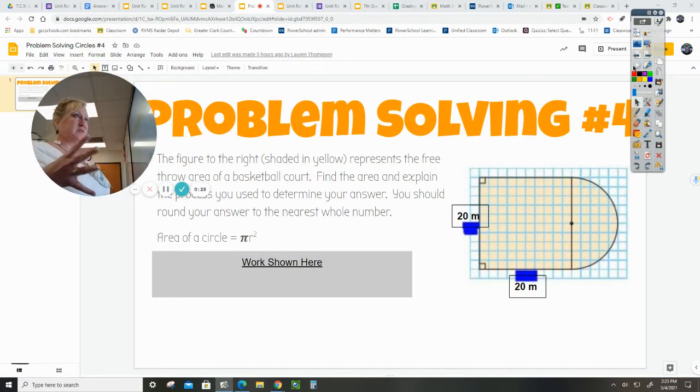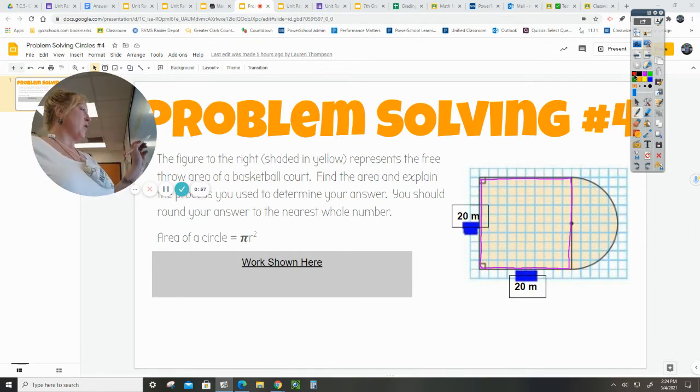So in this case, we have a square and we have a half a circle. That means we're going to have to do some thinking as we do this. First, let's read. The figure to the right represents the free throw area of a basketball court. Find the area and explain the process you use to determine your answer. You should round your answer to the nearest whole number.